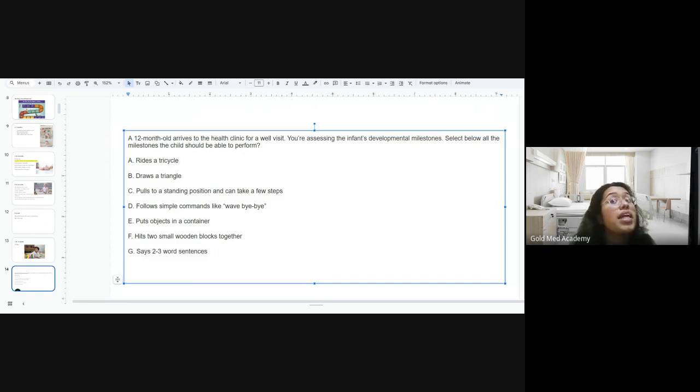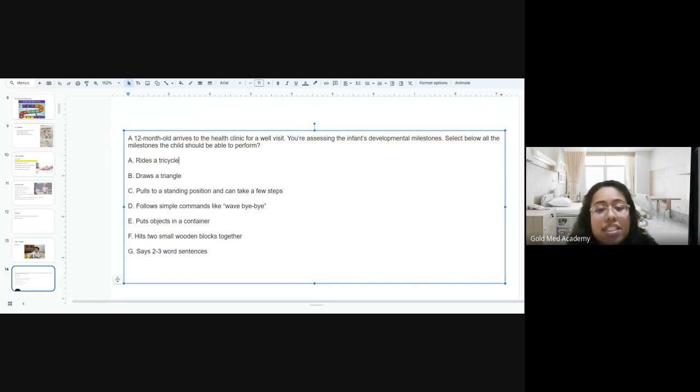Now, you can train people to do it, but an average 12-month-old is not going to have the mental capacity, the attention, the focus, and all those skills required to be able to do that activity. So B is not the correct answer.